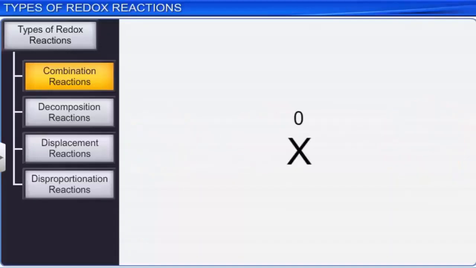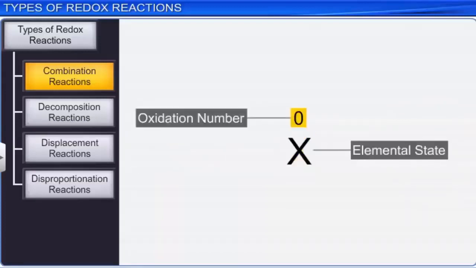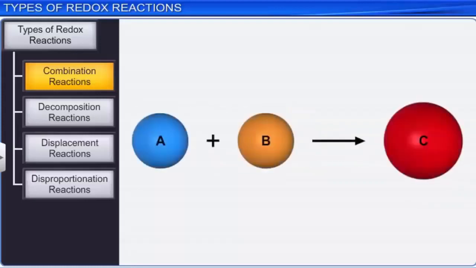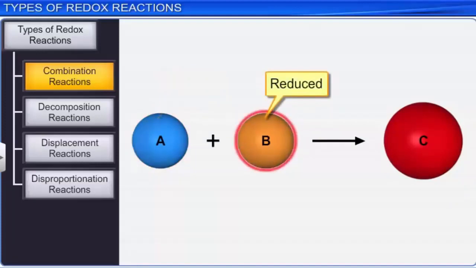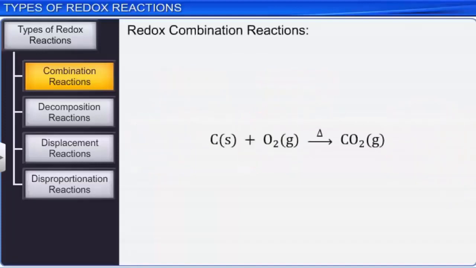We know from the oxidation number rules that atoms of elements in elemental states have an oxidation number of 0. Thus, when substances with 0 oxidation number combine, one substance will be oxidized and the other will be reduced. Let's look at some examples of redox combination reactions.